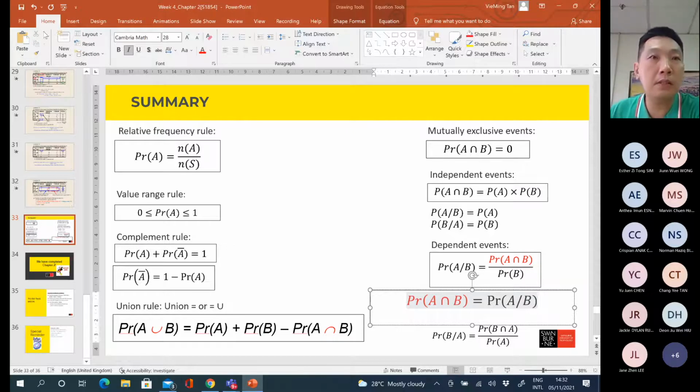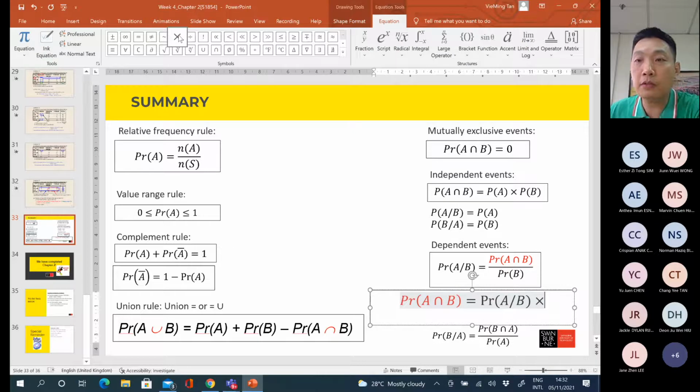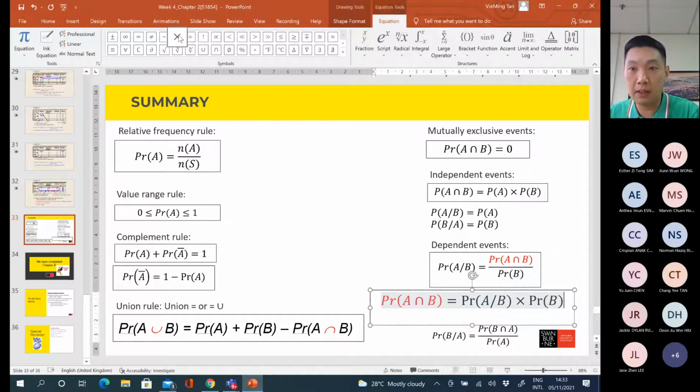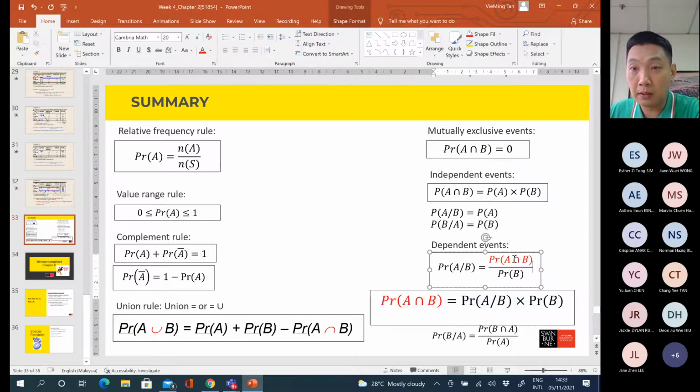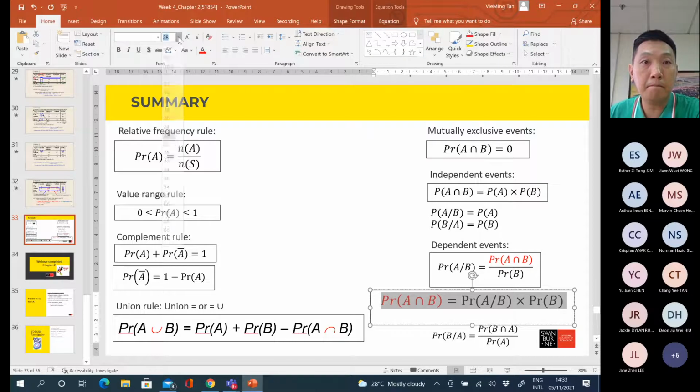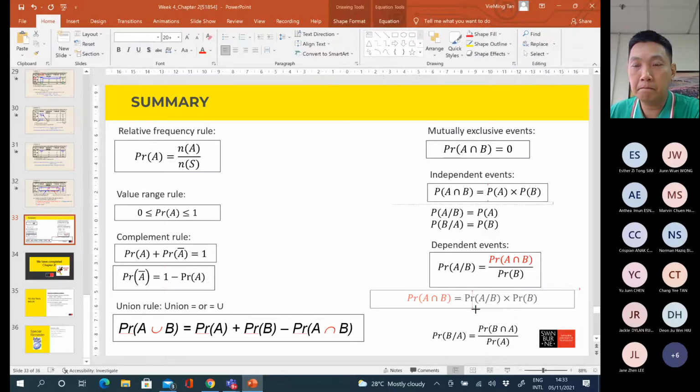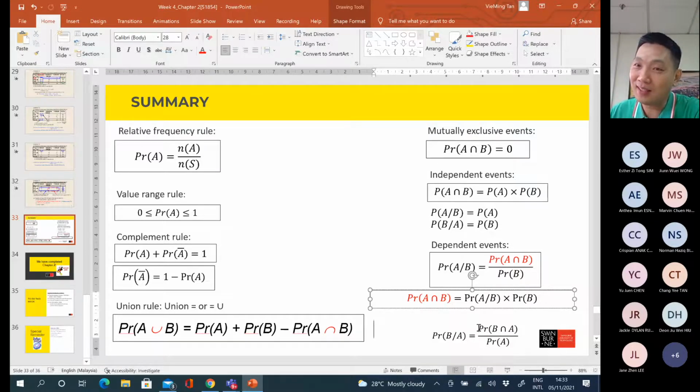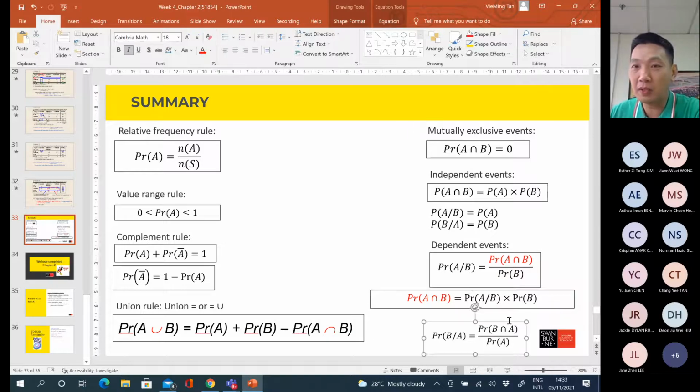Multiply, I can use this symbol, or you can use the dot symbol also, with probability B in this case. Just transpose the formula from this one in order to get A intersect B. Similarly, besides using this formula to calculate A intersect B, you can also use the last formula to get A intersect B as well.